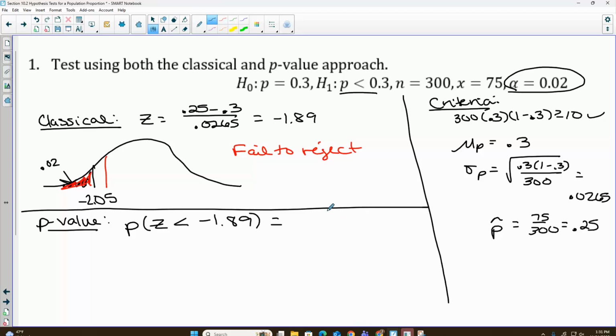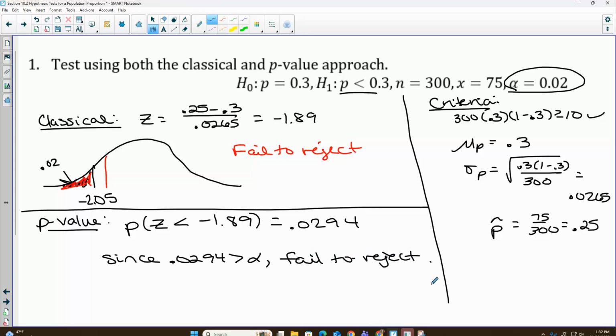Less than is from the table. If you look up negative 1.89, what do we get? 0.02. That number is bigger than alpha, so we fail to reject. You only reject if it's smaller than alpha. So that's the two different ways you can choose to do the problem. Does that make a little more sense?